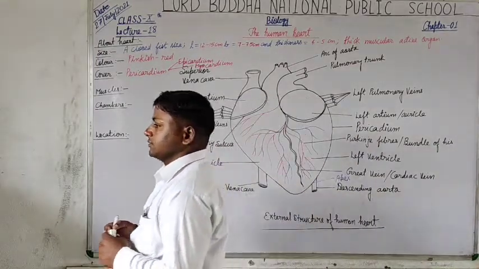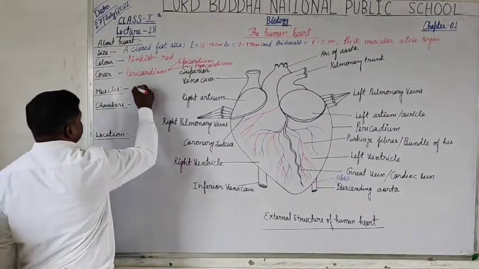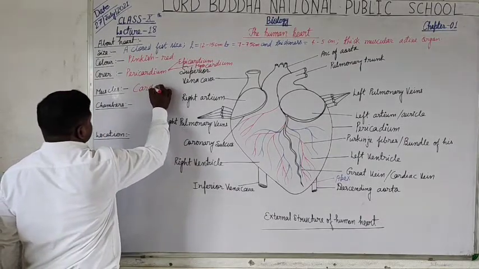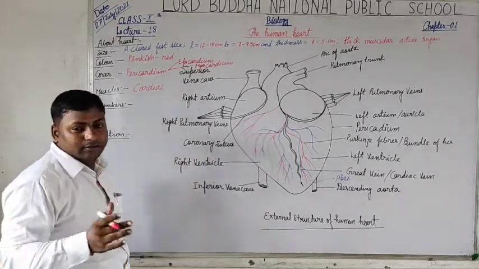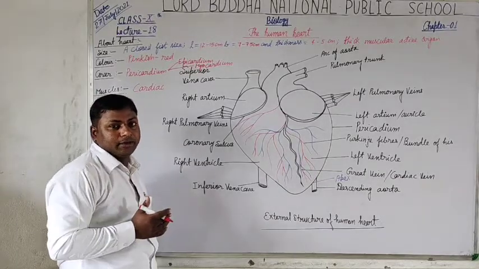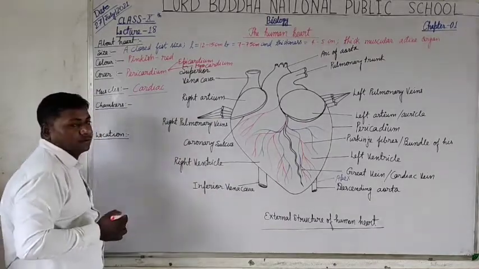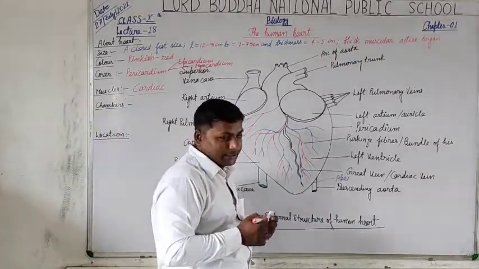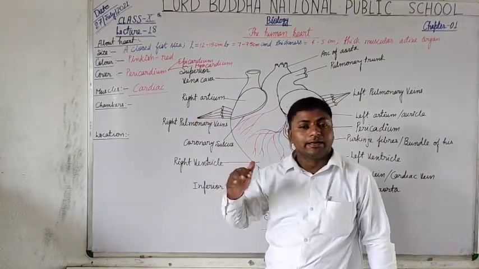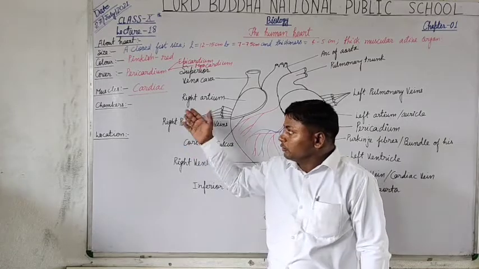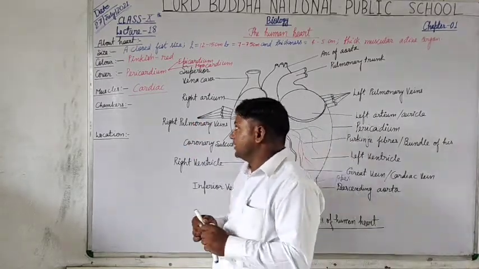Now students, the cardiac muscles are present in the wall of the human heart, and the cardiac muscles make the heart never get tired. The heart never gets tired due to the presence of cardiac muscles. Is that clear?